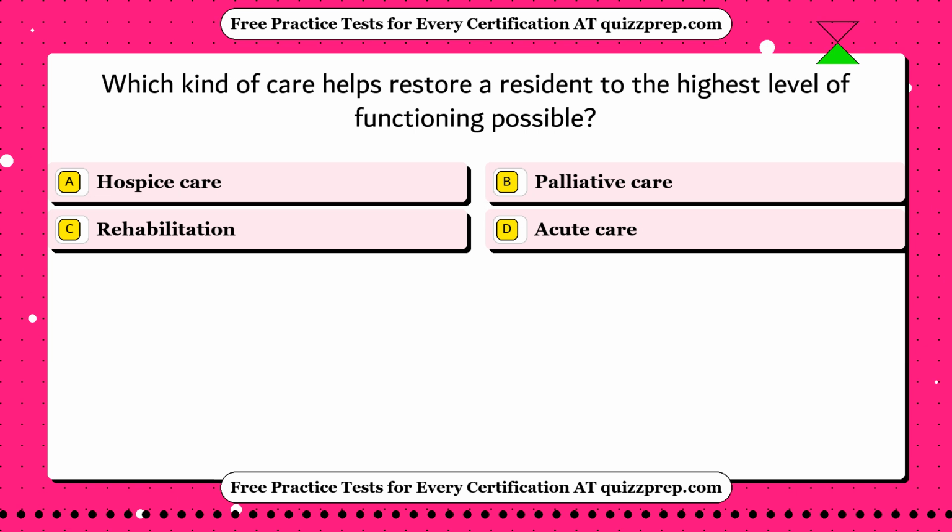Question 6. Which kind of care helps restore a resident to the highest level of functioning possible? Option A. Hospice care. Option B. Palliative care. Option C. Rehabilitation. Option D. Acute care.